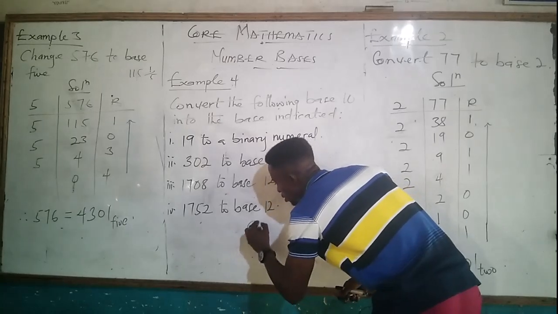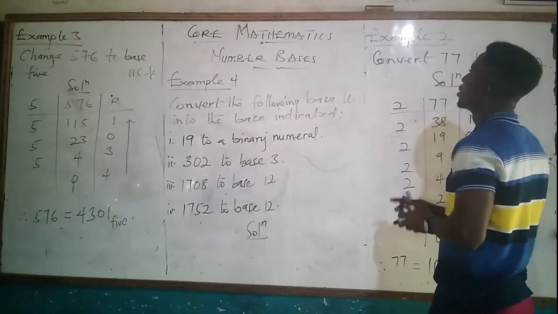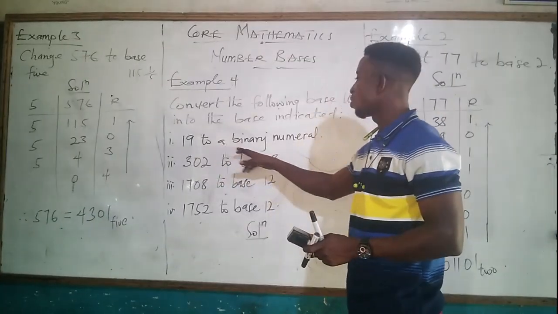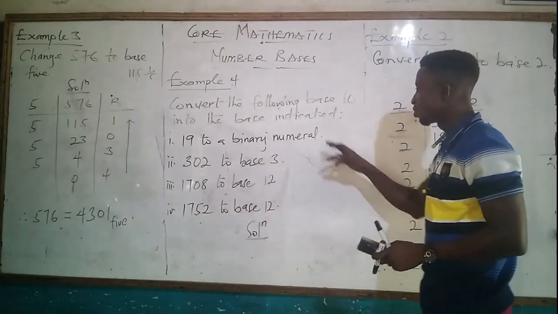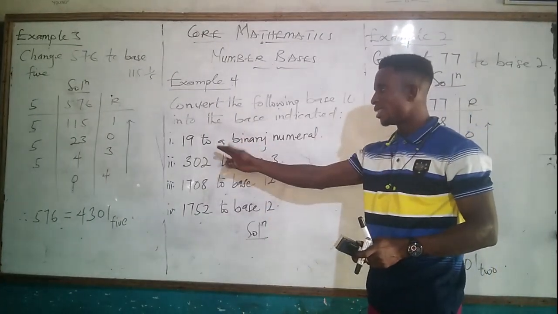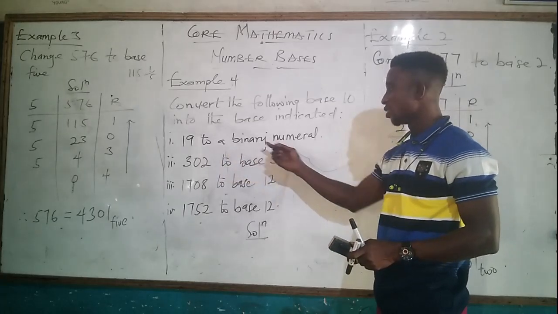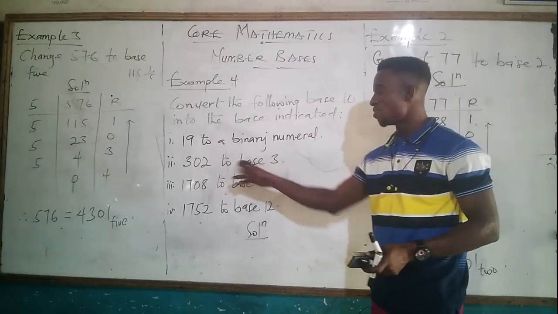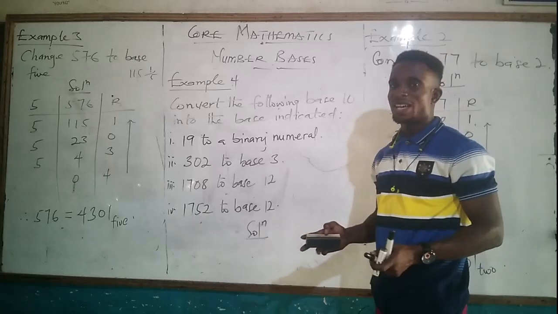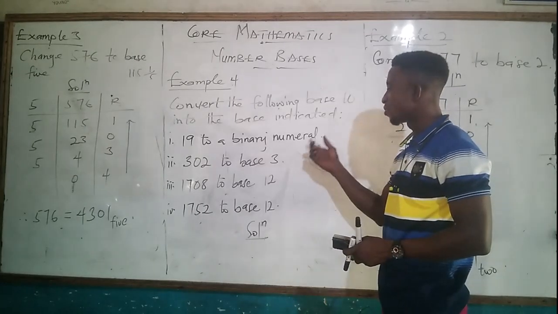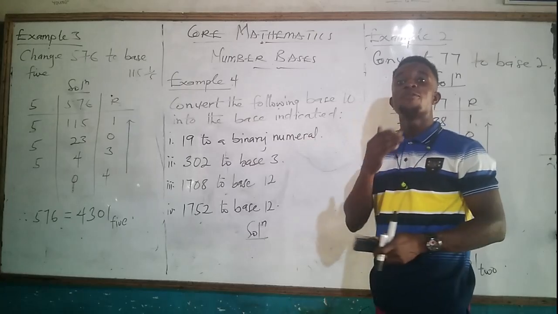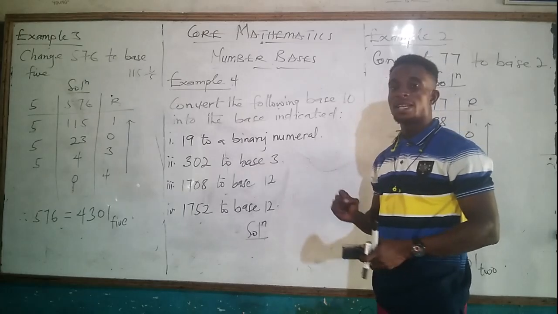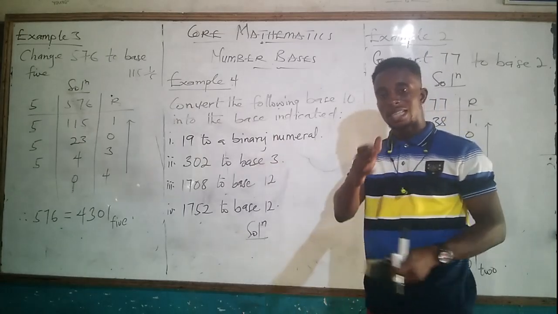So what do we do? We put solutions, then we begin solving. I want you to try the first one and the second one. I'm not going to solve those. 19 to a binary numeral means what? Binary means base 2, we know that. And this one to base 3 is very simple. Are we okay? I'm going to write the answers for the first and the second, but before then, I'm giving you 4 minutes to finish the 2. Start now.